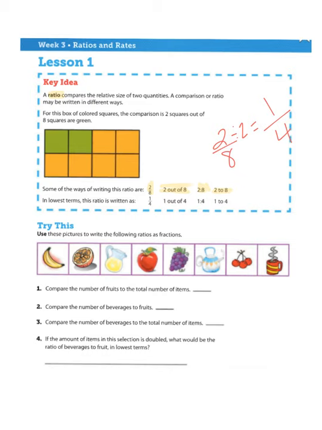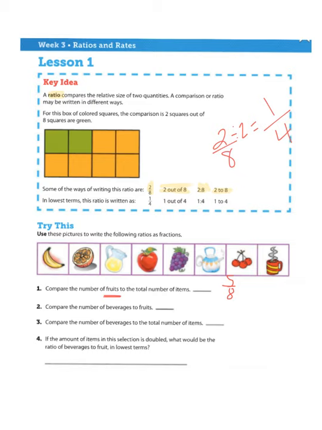So we're going to use these pictures to write the following ratios as fractions. All together, we have 1, 2, 3, 4, 5, 6, 7, 8. So 8 is going to be our denominator. They're telling us to write it as a fraction, so right now we're just practicing writing it as a fraction. It says compare the number of fruits to the total number of items. To the total number of items, I have 8. But they're specifically asking for the number of fruits. If I count up my fruits, I have 1, 2, 3, 4, 5. So my fraction here, my ratio, is 5/8.